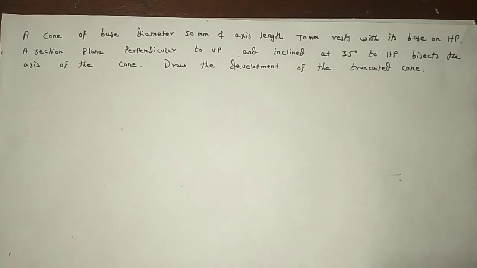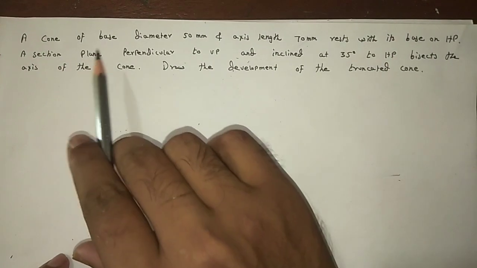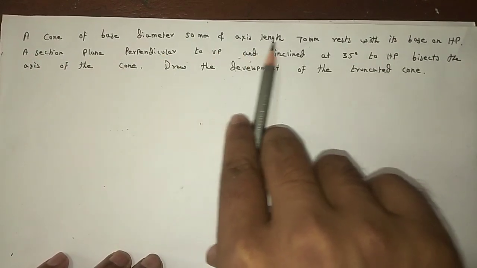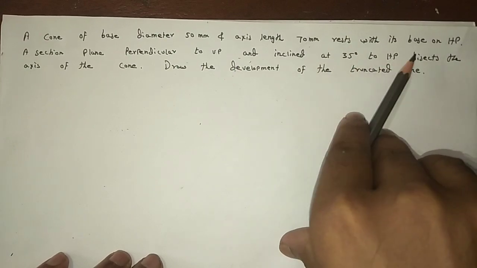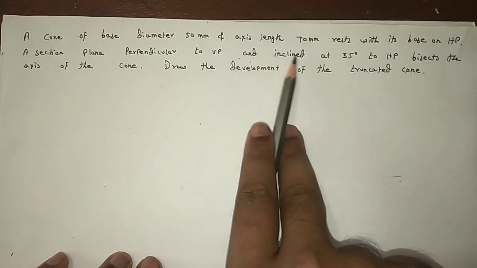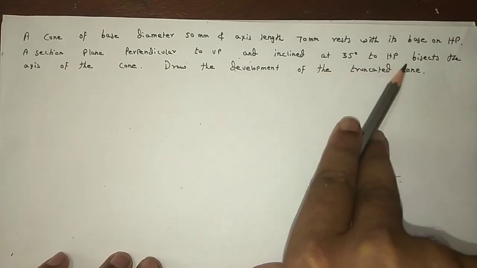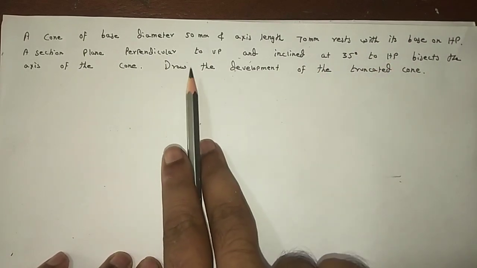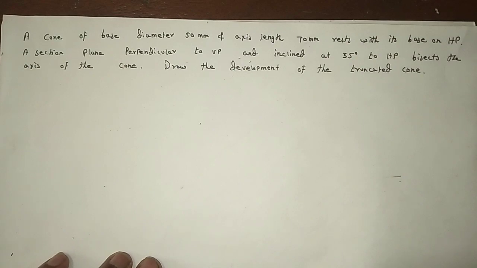In this video, I am going to explain one problem from projection of solids. The problem is a cone of base diameter 50 mm and the axis length 70 mm rests with its base on HP. A section plane perpendicular to VP and inclined at 35 degree to HP bisects the axis of the cone. Draw the development of the truncated cone.